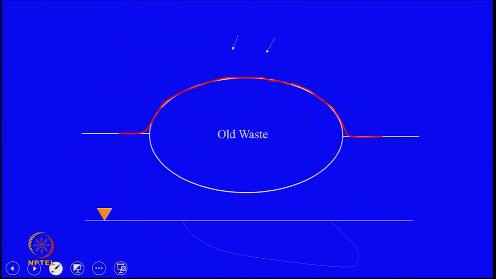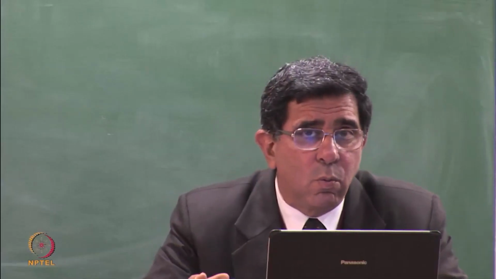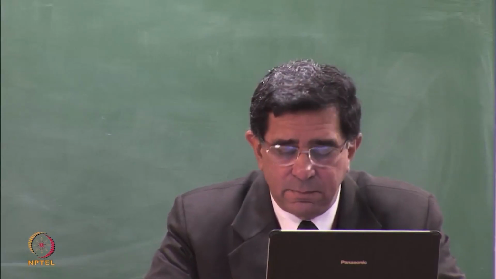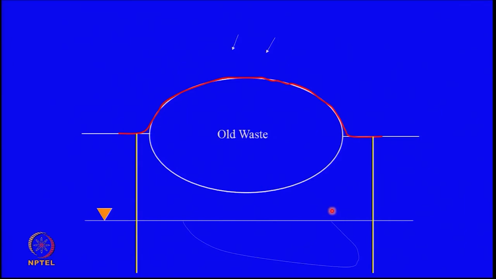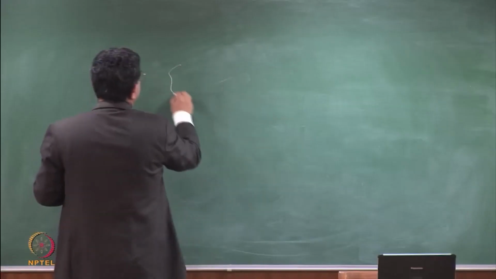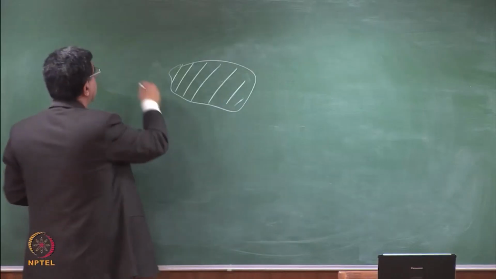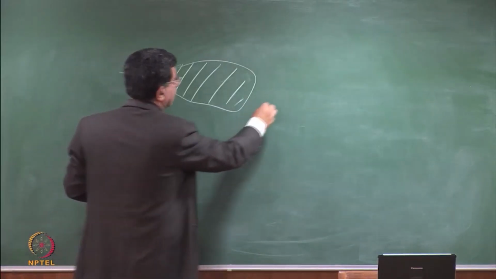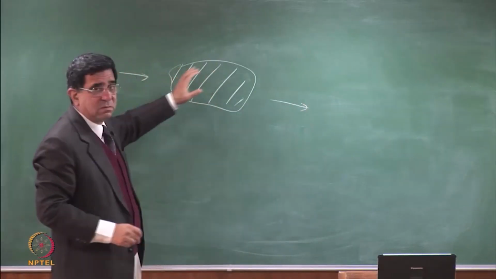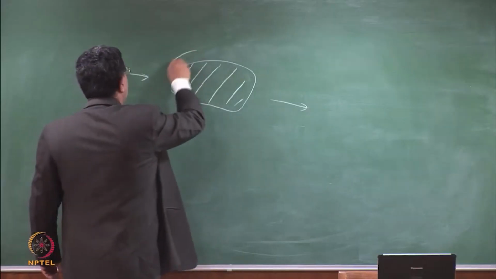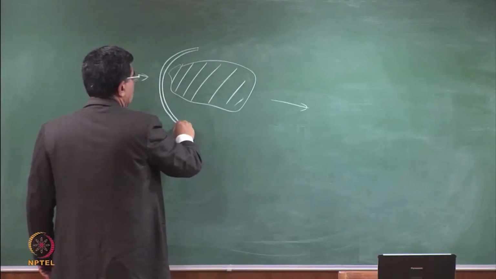So the only thing we can do is, we can first try to prevent any more water going into the waste. So we can put a cover, and then we can try to prevent this plume from traveling in the downstream direction by putting a vertical cutoff wall here and a vertical cutoff wall here. So if you want to look at it in plan, if this is my waste dump, so I am looking at the waste dump in plan, and the groundwater is flowing like this, then what I am saying is, I will cover this and I will put some kind of a cutoff wall here and a cutoff wall here.